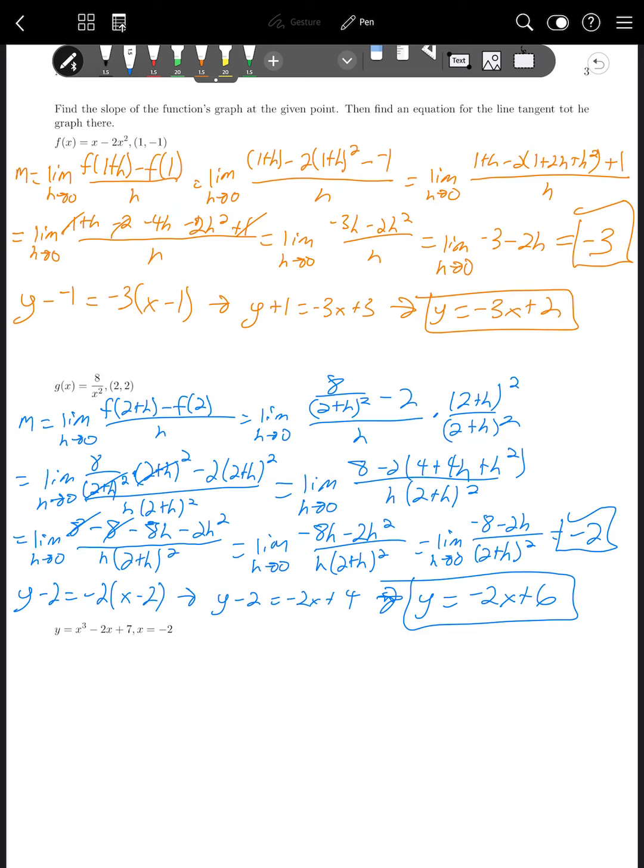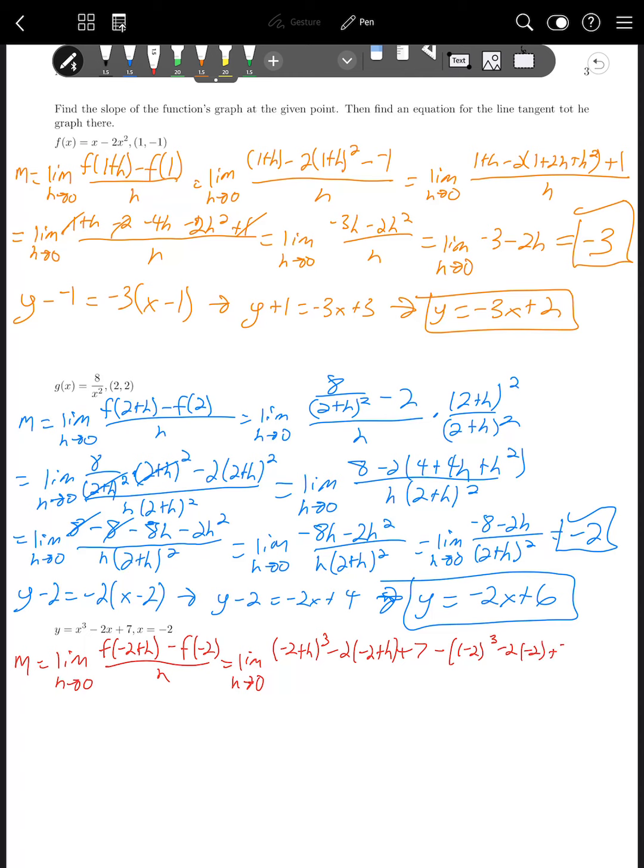Okay, and then last but not least here, find the slope. So this is going to be the limit as h approaches 0 of f of negative 2 plus h minus f of negative 2 all over h. So that's going to be the limit as h approaches 0 of negative 2 plus h cubed minus 2 times negative 2 plus h plus 7 minus negative 2 cubed minus 2 times negative 2 plus 7 all over h.